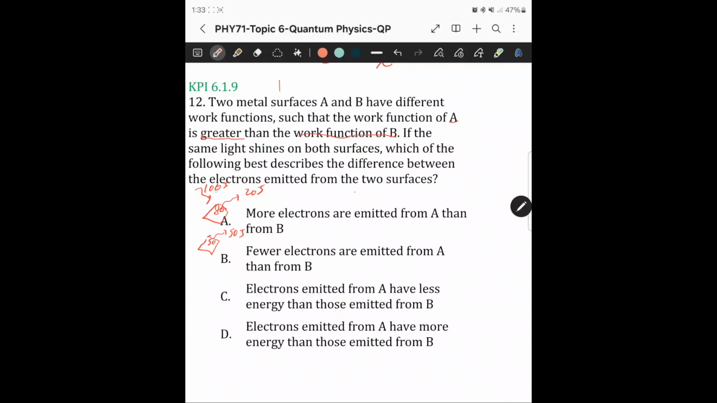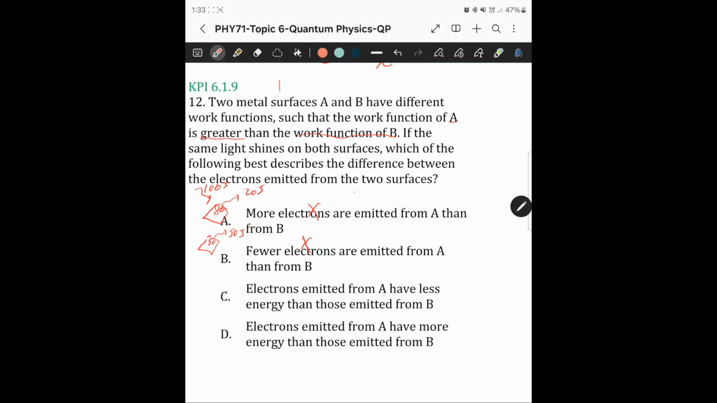This is related to energy, not the number of electrons. The number of electrons are not related, so these two are definitely going to be gone. The number of electrons is related to the brightness. It said somewhere that the brightness is the same. Same light shines. Very nice.